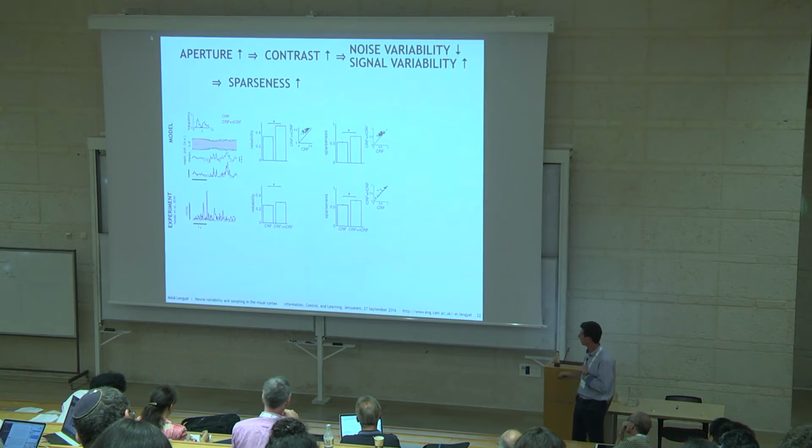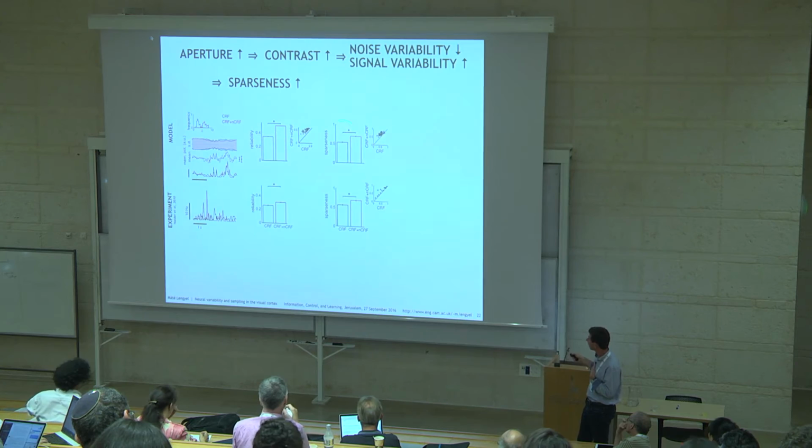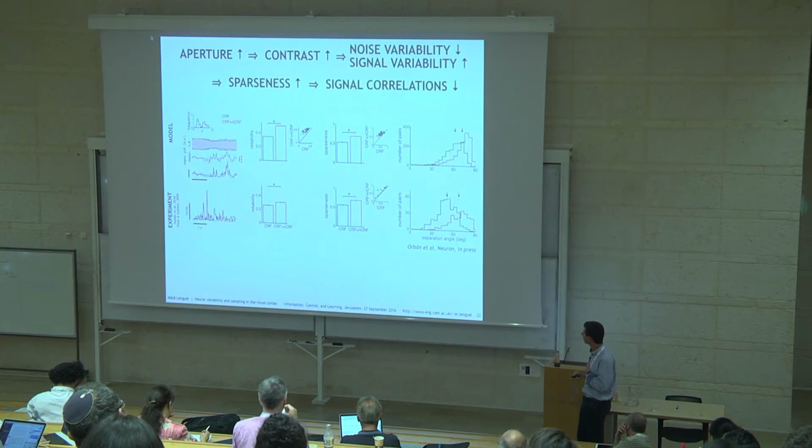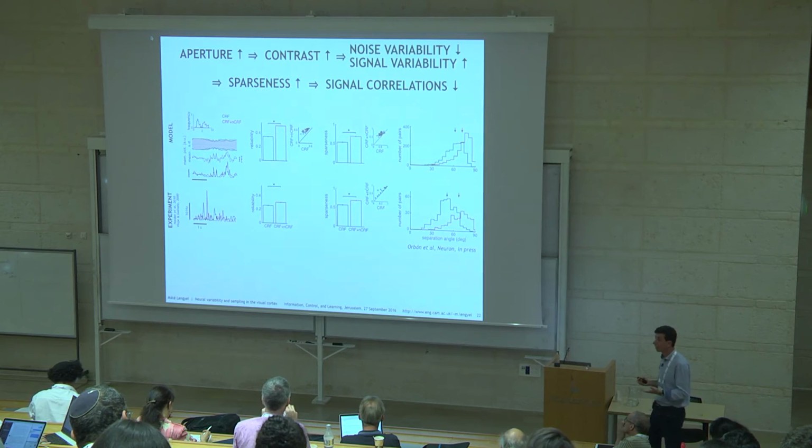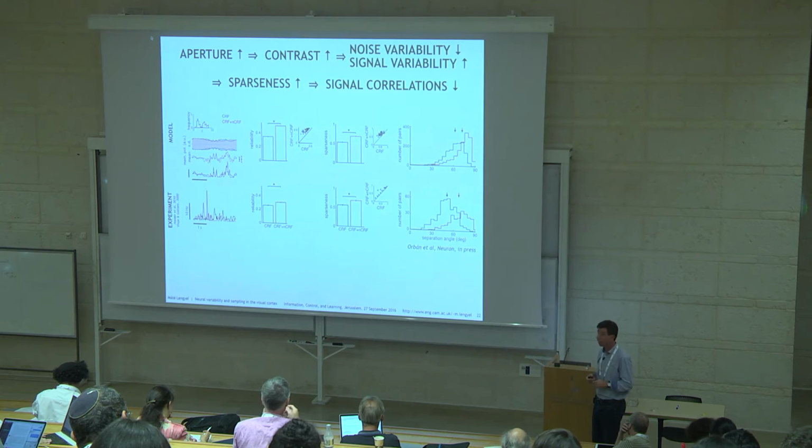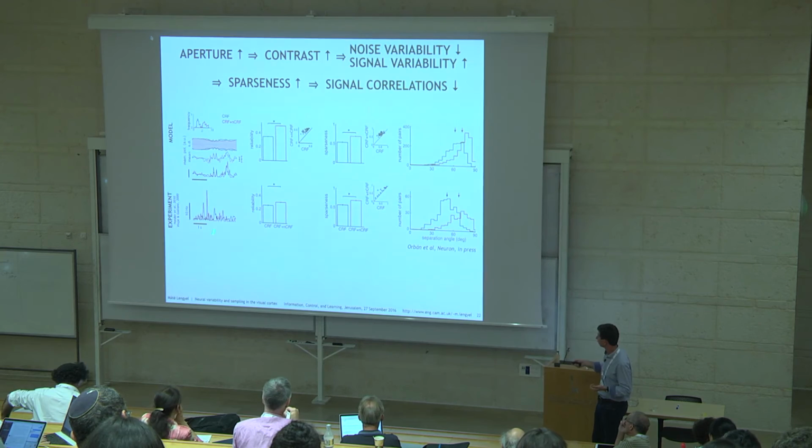And here we are quantifying both the reliability of membrane potential responses and the sparseness of firing rate responses in the model and in the experiment. And as a corollary of that, there's really nothing very special about it. Once you make your responses sparser, of course that will cause signal correlations to go down in the system. And just as we expect, that's what we get in the model, and that is again what has been reported experimentally.